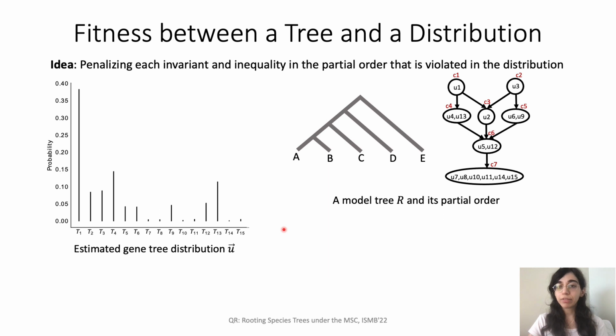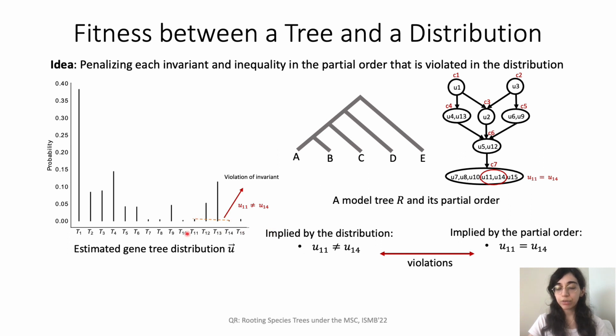A violation for an invariant is when two probabilities that must belong to the same class are unequal. So, for example, here U11 and U14 must have equal probabilities under R according to the partial order, but they are different in a distribution. Similarly, a violation for an inequality is when a probability that must be less than another probability is actually greater than it.